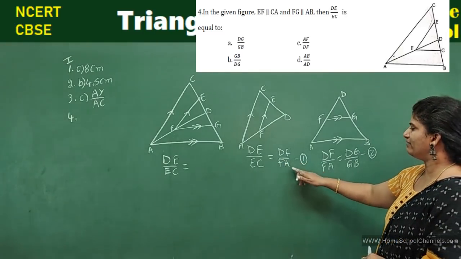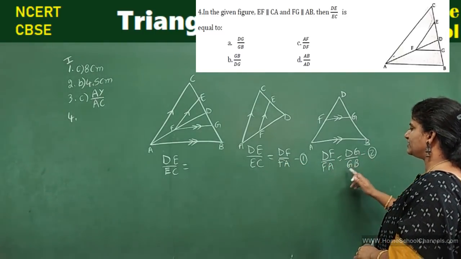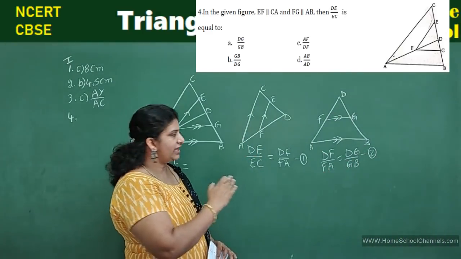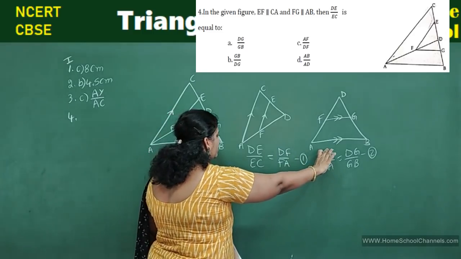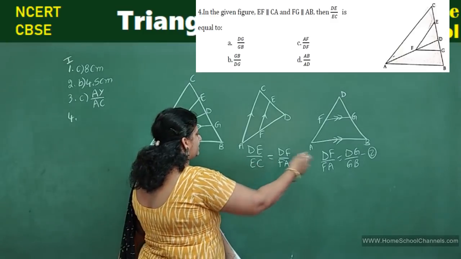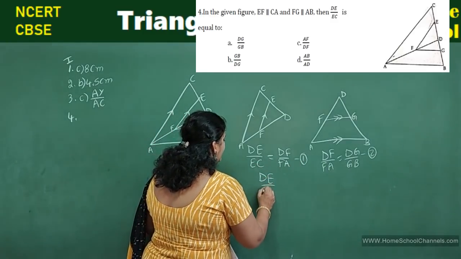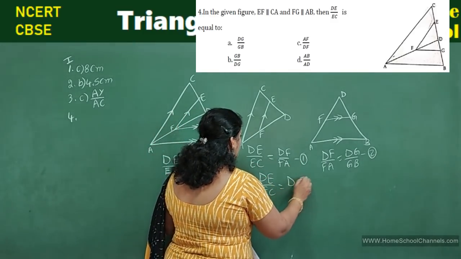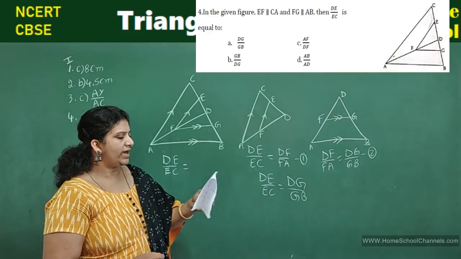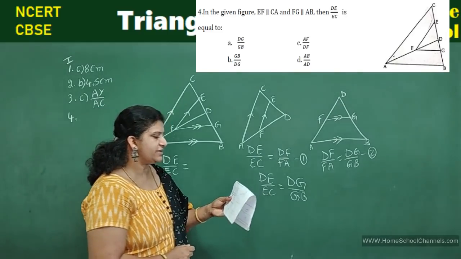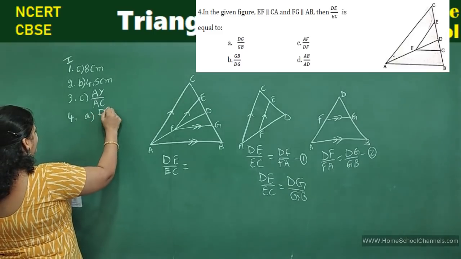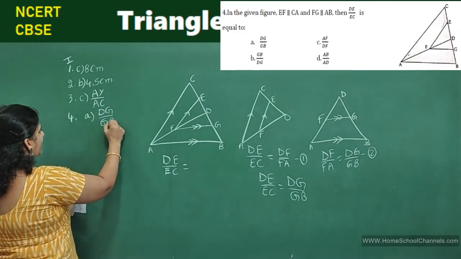Now compare these 2: DE by EC equals DF by FA, and DF by FA equals DG by GB. We can see DF by FA here and also here. By axiom, I can equate these 2. That is, DE by EC is equal to DG by GB. Right? So, where is your option? DG by GB is option A. Option A, DG by GB is your answer.